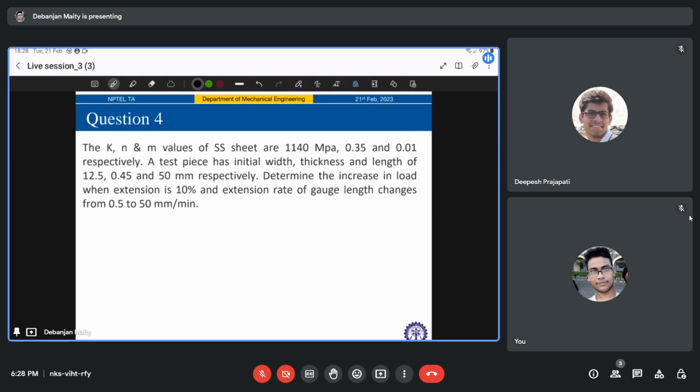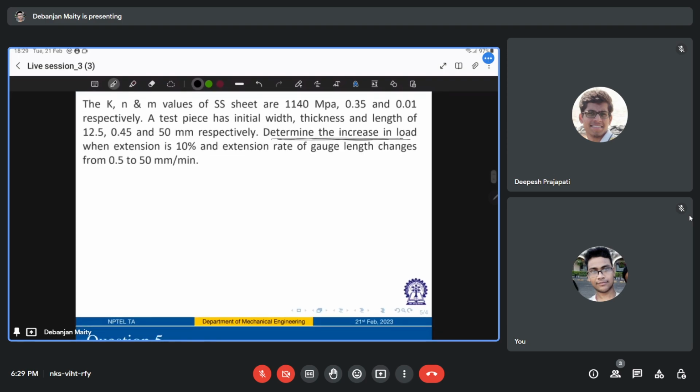So you have these K, n, and m values for a material which is SS. Those are given values for K, n, and m. And then you have a test piece of some initial width, thickness, and length which are given. And you have to determine the increase in load when extension is 10% and extension rate of gauge length changes from some given value to another given value, which is 0.5 to 50 per minute. So you need to find out the increase in load. So this we need to find out, right?